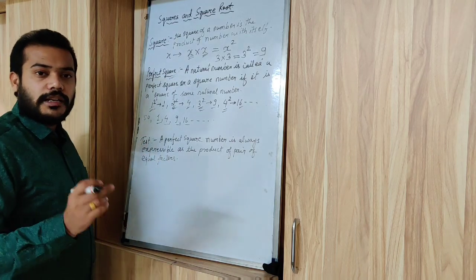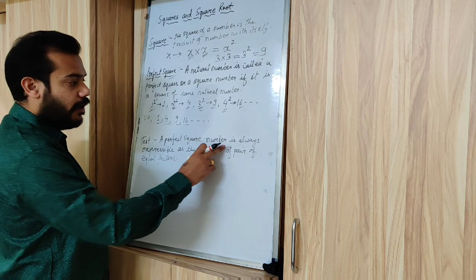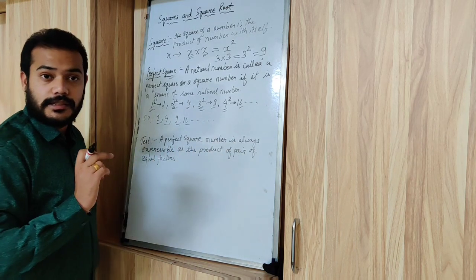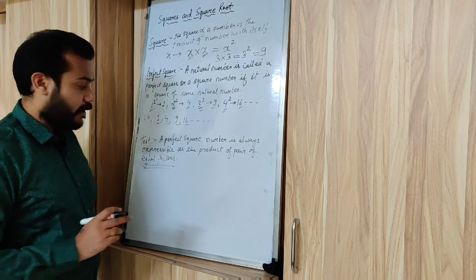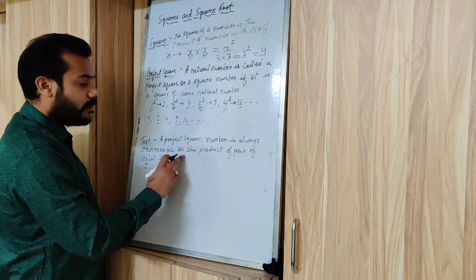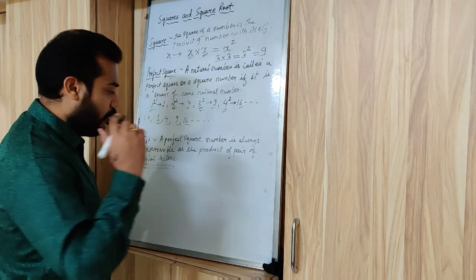Then how to test whether a number is a perfect square or not? A perfect square number is always expressible as the product of pairs of equal factors. This is the most important part of it.